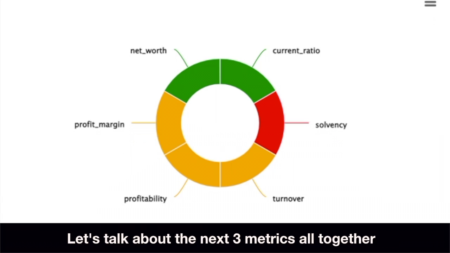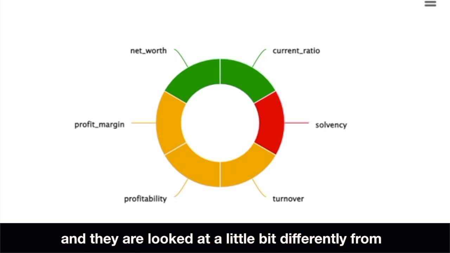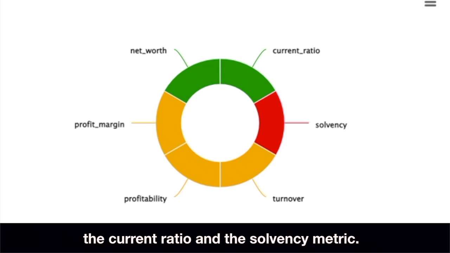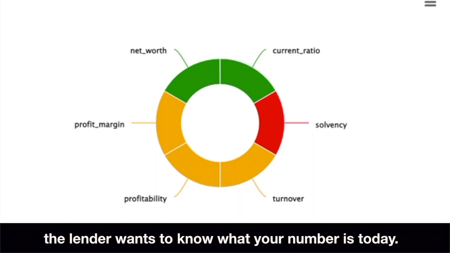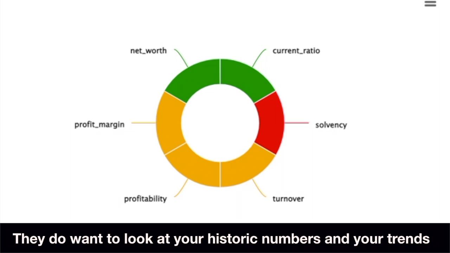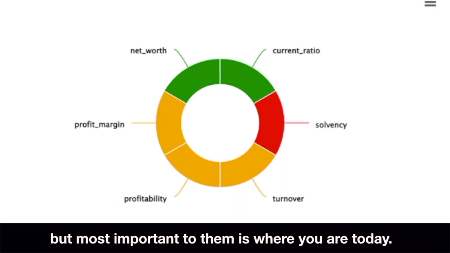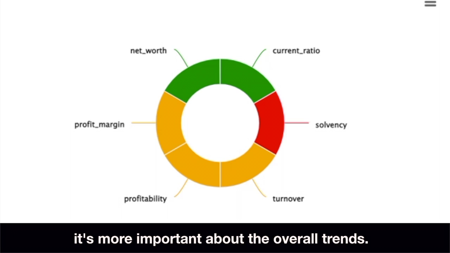Let's talk about the next 3 metrics altogether, because they are individual metrics that are related, and they're looked at a little bit differently from the current ratio and the solvency metric. With current ratio and solvency, the lender wants to know what your number is today, or the day that you apply. They do want to look at your historic numbers and your trends, but most important to them is where you are today. With these other 3 metrics that I'm going to discuss, it's more important about the overall trends.